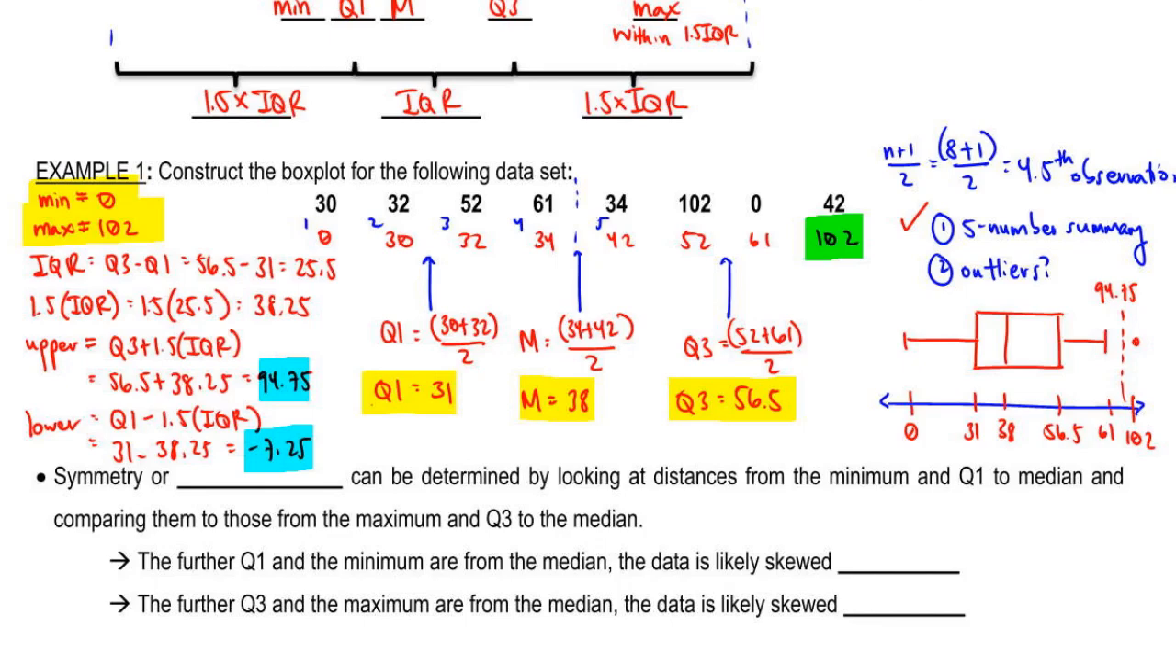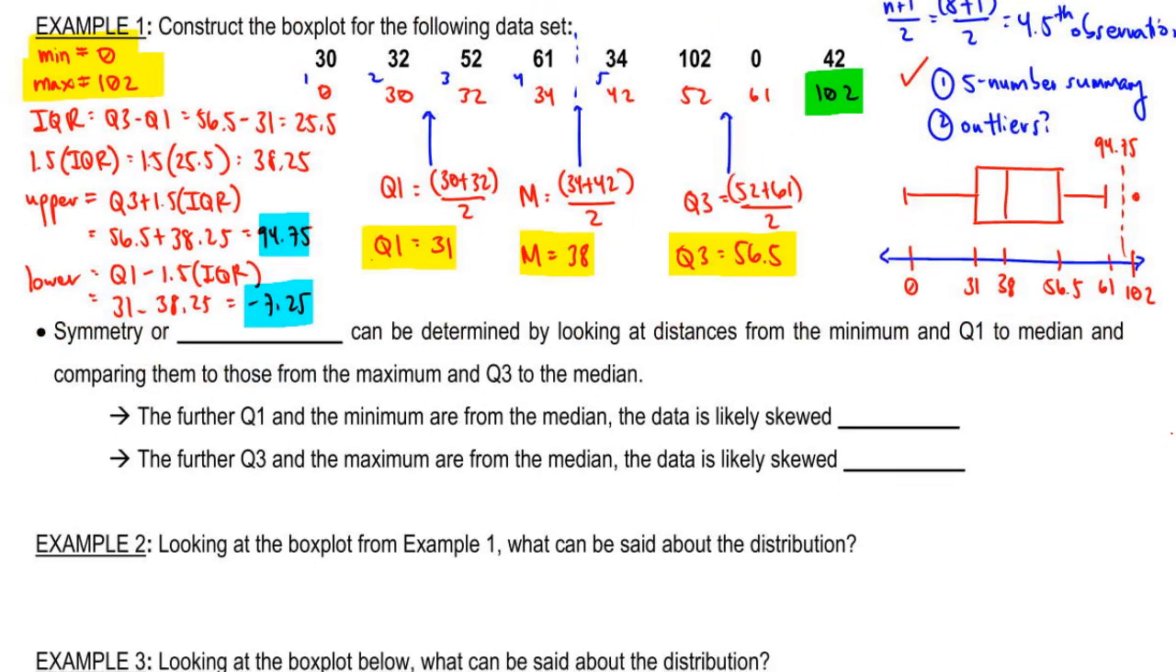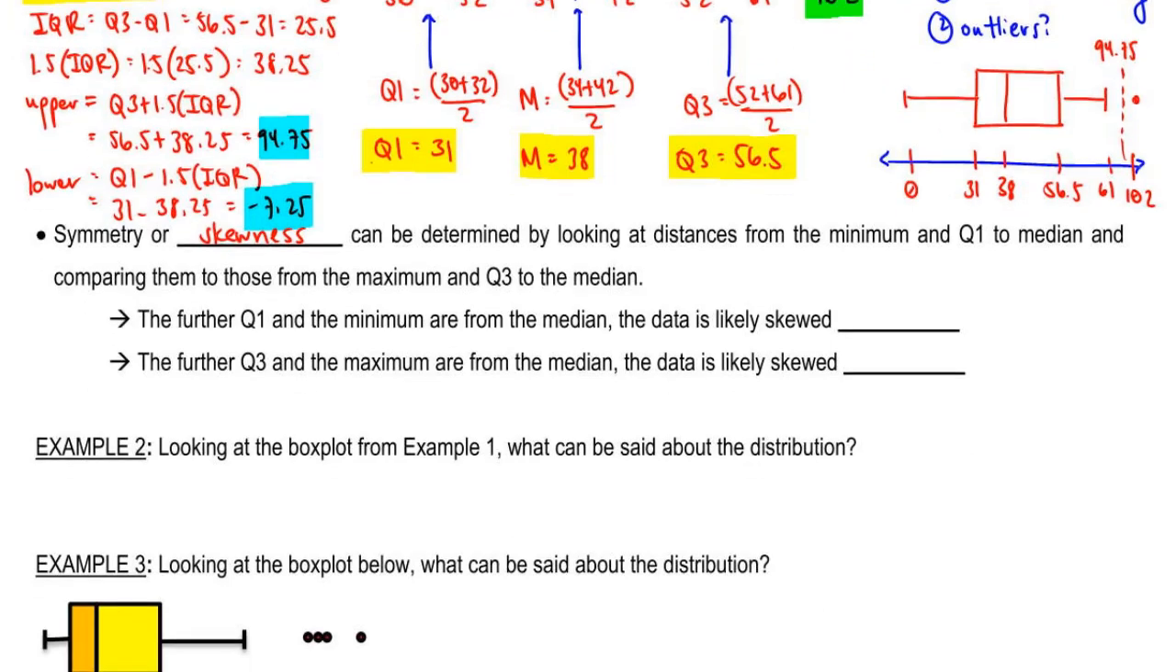And now let's talk about what this all actually means. So just looking at the box plot, you can tell symmetry or skewness. Sorry about the space. So you can tell symmetry or skewness by looking at the distances from the minimum and Q1, so basically the lower end, to the median, or the midpoint, and also the max and Q3, aka the higher end, and the median. So the further Q1 and the minimum are from the median, the data is most likely skewed to the, what do you guys think?